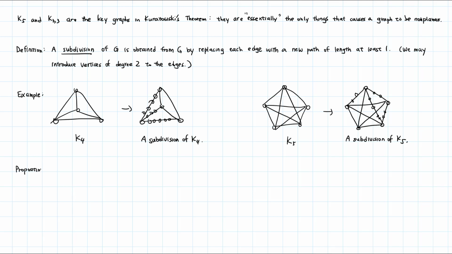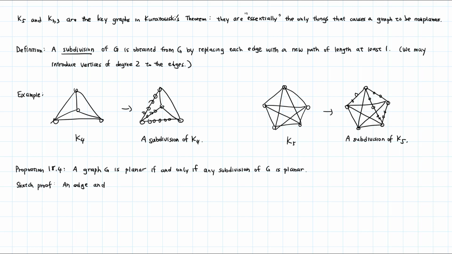And here is a key proposition about subdivisions. A graph G is planar if and only if any subdivision of G is planar. And the idea is that an edge and a path are both represented by a simple curve. So essentially, a subdivision has the same shape as the original graph. If you can draw one on the plane, then you can draw the other on the plane as well, and vice versa.